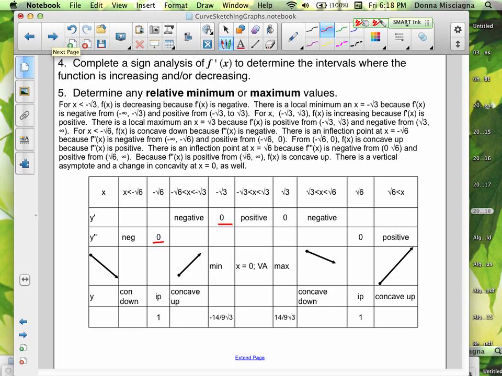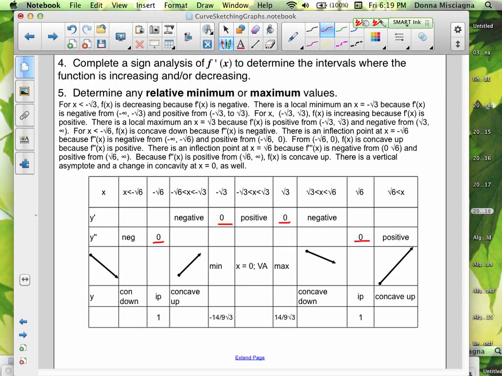You can do it this way, or you can do it as 2 separate sign charts. Then I have another interval from negative square root of 3 to positive square root of 3, because at positive square root of 3 my first derivative is 0. And lastly, I have the interval from square root of 3 to square root of 6, because I have a critical point for the second derivative. If we plug into the first derivative and the second derivative, we can find the signs and see what's happening.